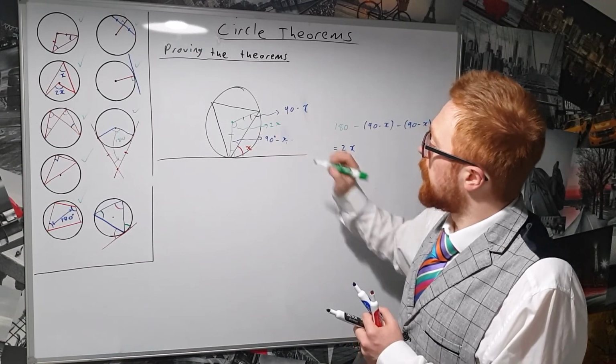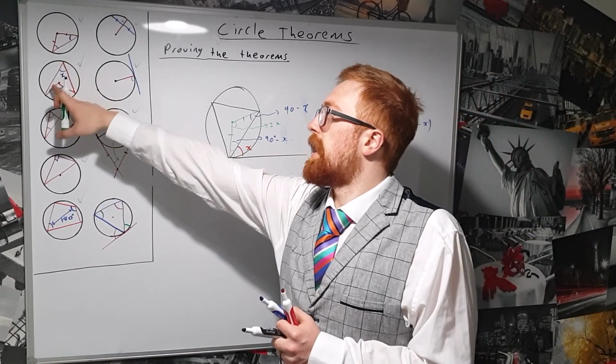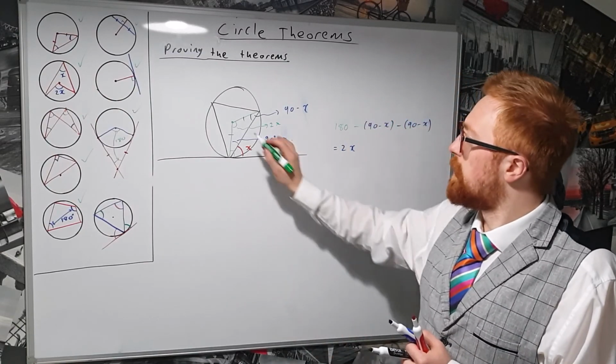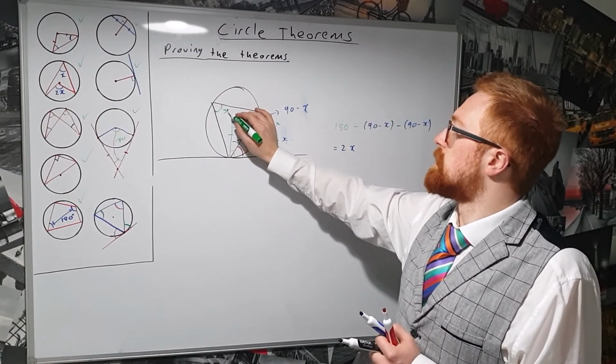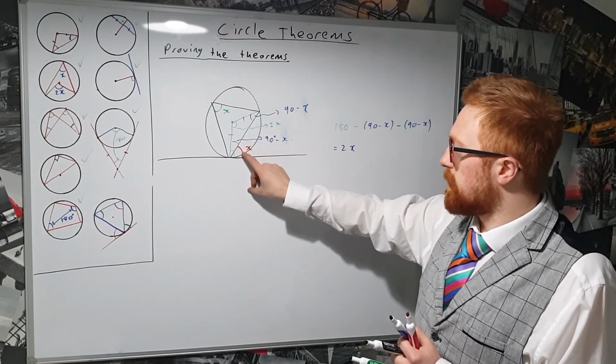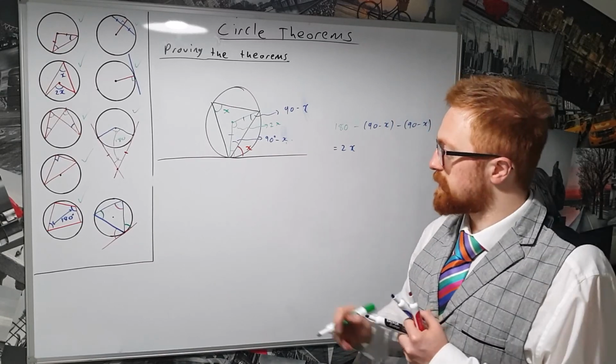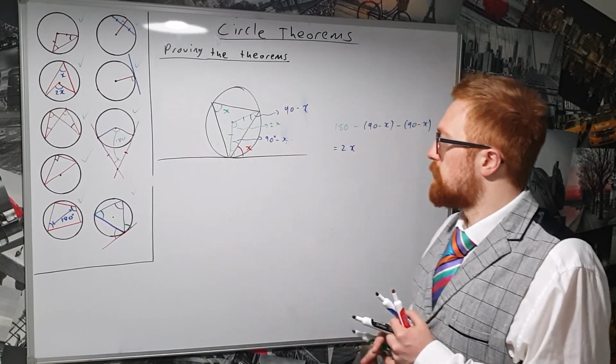is equal to 2x. Now we can use our angle at the edge is half the angle at the centre theorem to show that this angle is equal to x, and there we have it, the alternate segment theorem. This angle x is equal to this angle x, which is what the alternate segment theorem states. So that one is done.